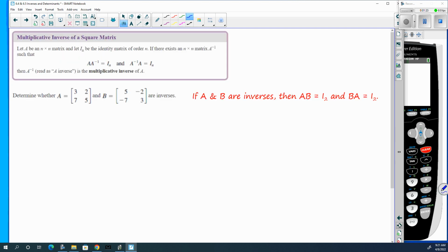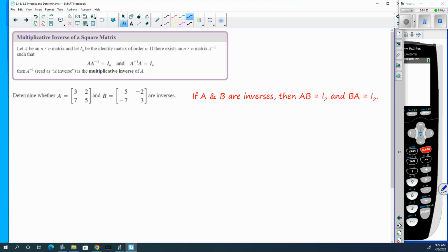Okay, so if you have 2 matrices, if they are inverses of each other, then you come up with the identity matrix. So this one says determine whether A and B are inverses of each other. So if I want to know if they're inverses, I multiply A times matrix B, and then if I did matrix B times matrix A, both ways I would end up with the identity matrix if they are inverses of each other.